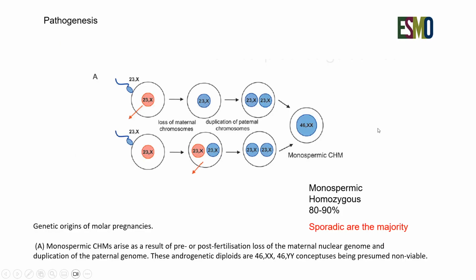What about the pathogenesis? The same thing that we have explained in the very first map of pregnancy. This is one of those scenarios. We have a sperm that fertilized an ovum that lost the maternal genetic material either before fertilization or after fertilization, and this single sperm duplicated, giving 23X and 23X. So we had the 46XX. That's why they call this the monospermic complete mole. And it's homozygous because it comes from only a single sperm, and these are actually the majority.